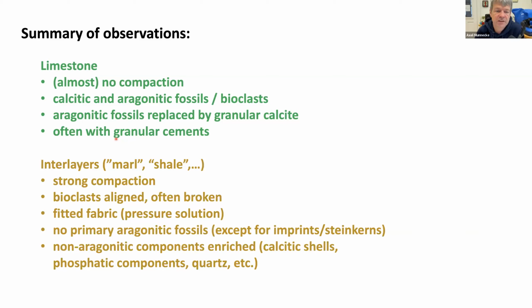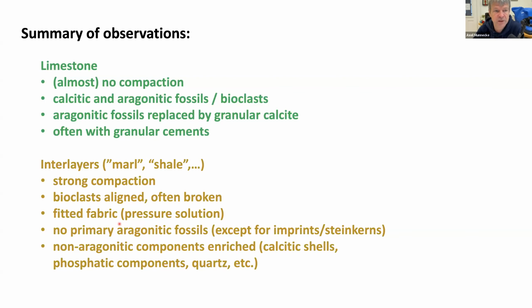What do we see in the interlayers? We see strong phenomena of compaction. We see bioclasts are aligned due to the volume reduction of the sediment. They are often broken. We see fitted fabric, so a pressure dissolution feature. Aragonitic fossils are completely missing, except for imprints or steinkerns. That's the only possibility. And all the non-aragonitic components, biogenic as well as non-biogenic components, are enriched.